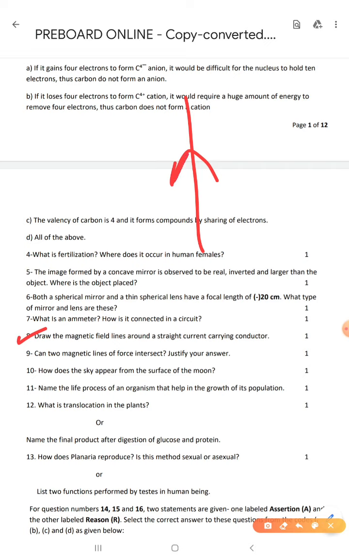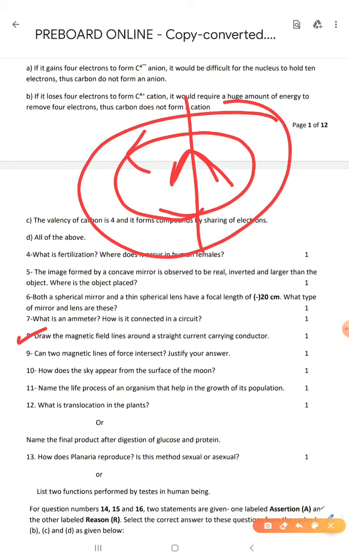Electric current is flowing in this direction. You have to draw the electric current also. Then we will apply the right hand thumb rule. According to the right hand thumb rule, we will get the magnetic field pattern. So like this, the magnetic field pattern, and we have to apply the right hand thumb rule.